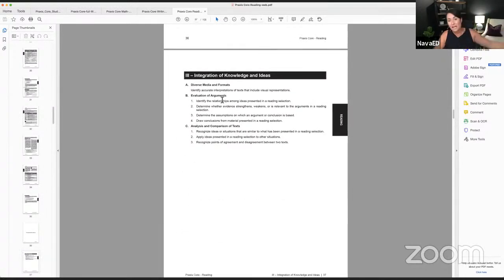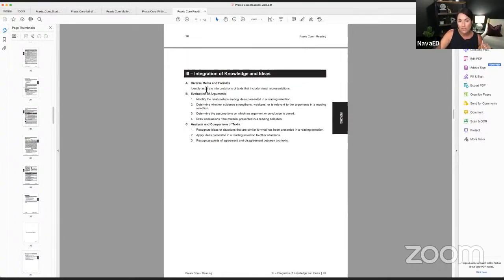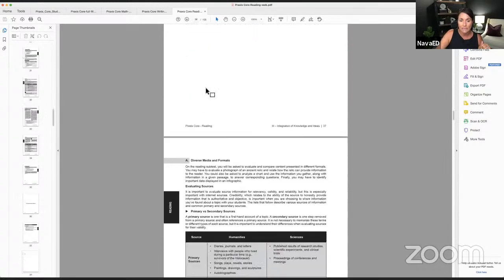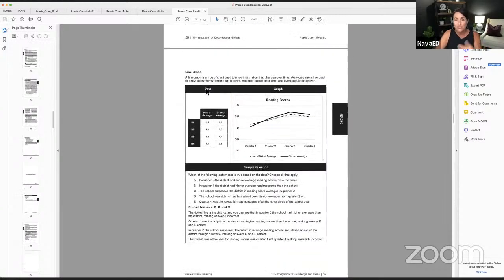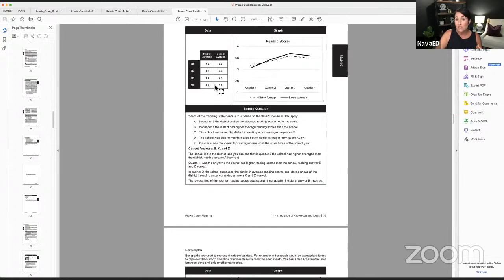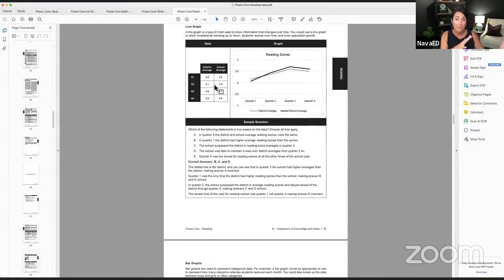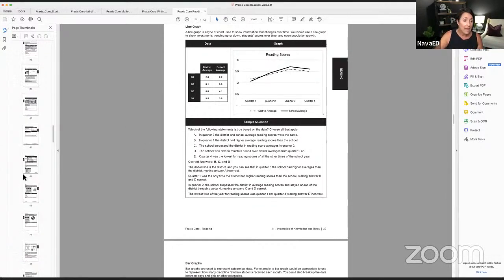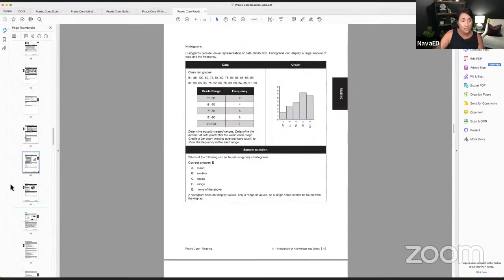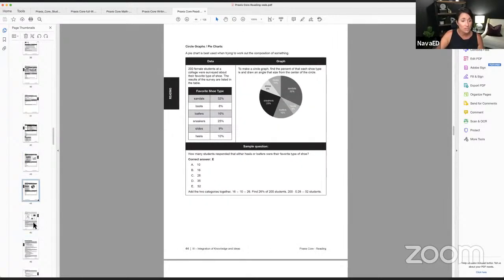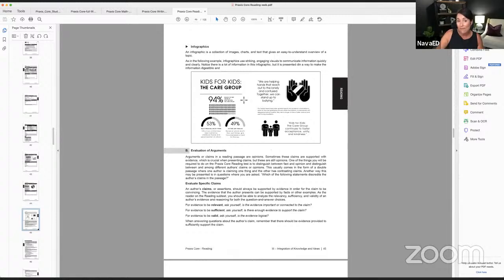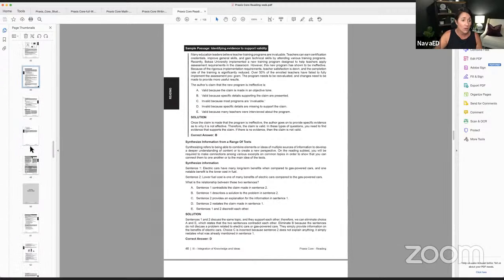And then I go put it down and I take a rest and I come back to it the next day. And then I do integration of knowledge and ideas. This is section 3, and this has to do with your charts and graphs and things like that. This is also assessed in math in the probability and statistics part. They do it more from a math perspective, but you have to learn to read graphs there as well. And you go through all of that, we've got all different types of sample questions here. They also do infographics, so we have some infographics here, working through our practice test questions.